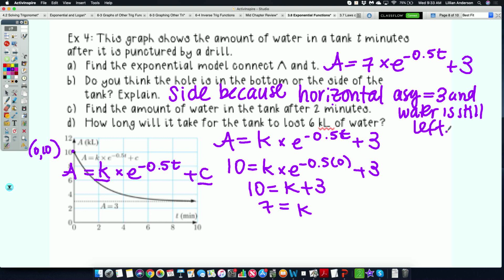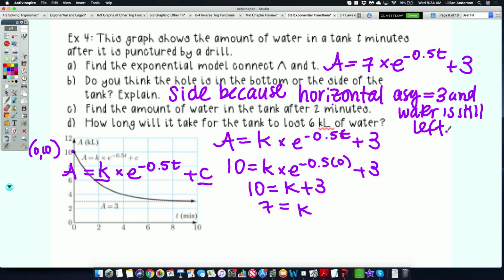Anytime you're ever asked to justify or explain, there should be some mathematical something in your response, okay? Whether it's the actual work that justifies your answer, or in this case, the horizontal asymptote and this numerical value that justifies why it was on the side. They don't want a long paragraph of a whole bunch of words. They need the number mathematically that's associated with it or the work that justifies why you say what you said.